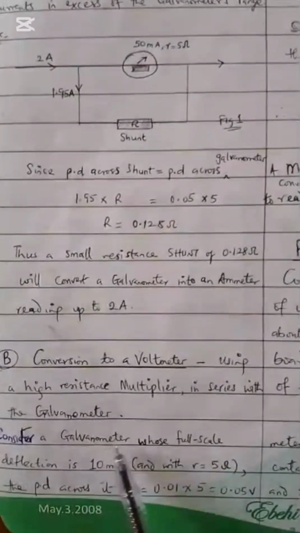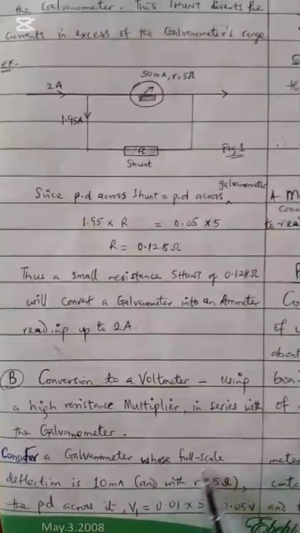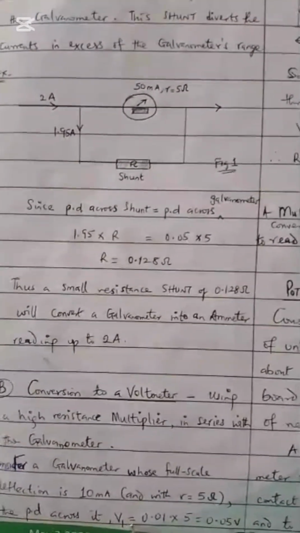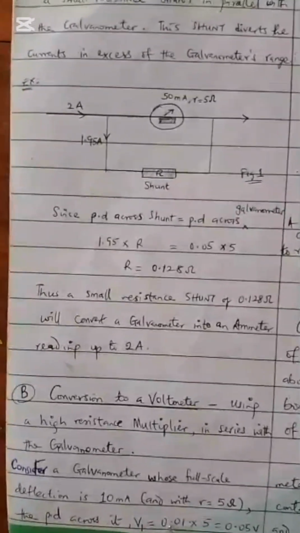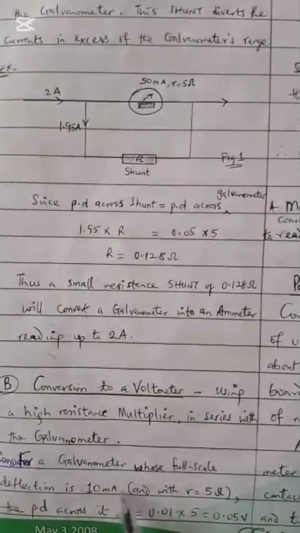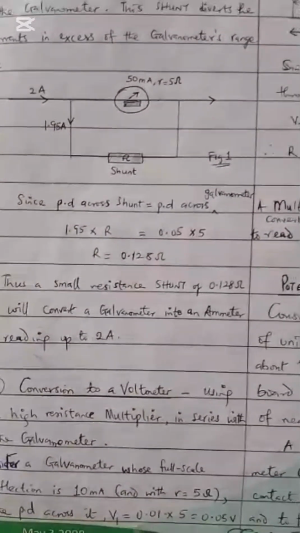So let's consider a galvanometer whose full scale deflection is 10 milliamperes, and it has an entire resistance of 5 ohms. The potential difference across it, V1, is going to be calculated as 0.01 times 5. Remember, we're getting 0.01 from 10 milliamperes converted to amperes. So times this, that's the voltage.